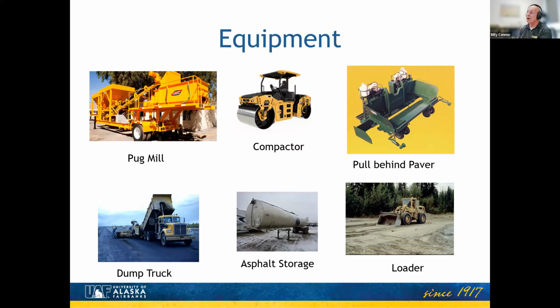And of course, you've got to have a dump truck in there. For your purposes, a 10-yard end dump is probably perfectly sufficient. To go to the bigger one is probably not going to speed you up very much because your pug mill is going to be limited. And then you need an asphalt storage tank, and it does not necessarily need to be hot. We can use it cold, so that makes it a little bit easier.